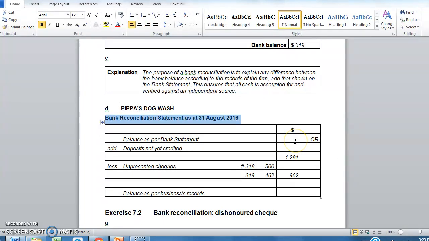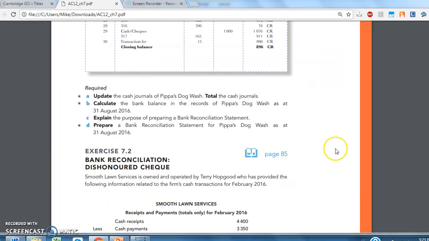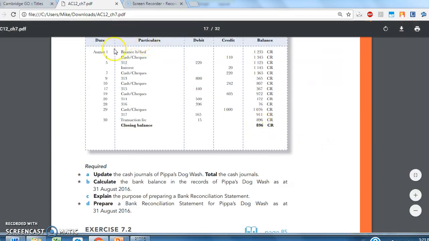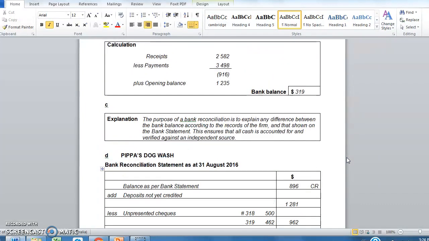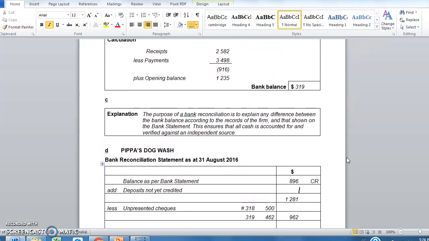So balance as per bank statement. So what was the balance? So if we go back, we can say, okay, we got the balance, what's the date? Okay, August 1st. However, it's asking for 31st, so our closing balance is 896. Credit, so 896. Add deposits that have not yet been credited. So is there any deposits that haven't been credited yet?